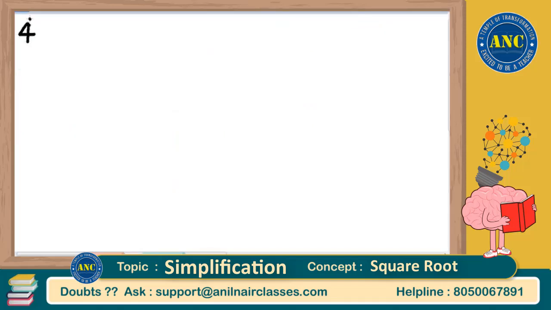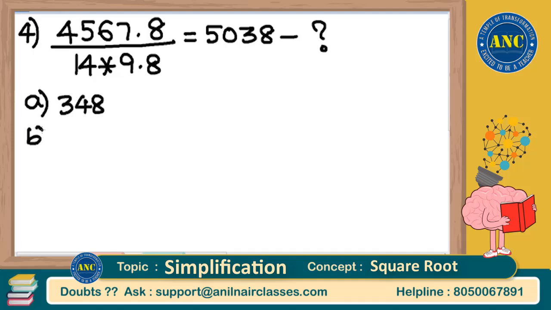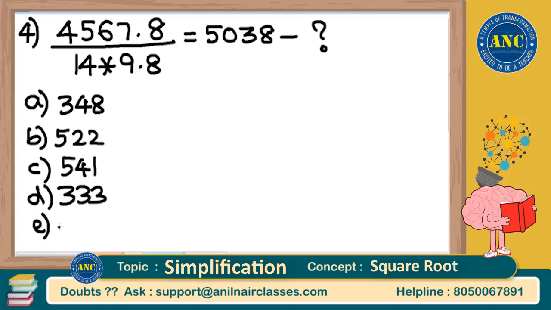Please see this beautiful fourth question. Listen carefully, sir. Please see this fourth question, which is so beautiful and which had come in one of the examinations. Question is: 4567.8 divided by 14 times of 9.8 is equal to 5038 minus question mark. Your options which came are 348, 522, 541, 333, and the last option is none of these.